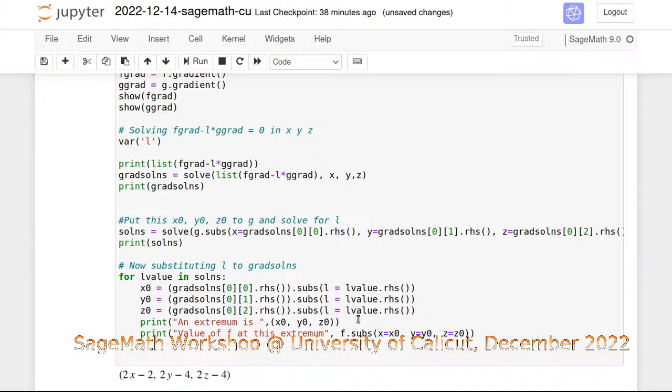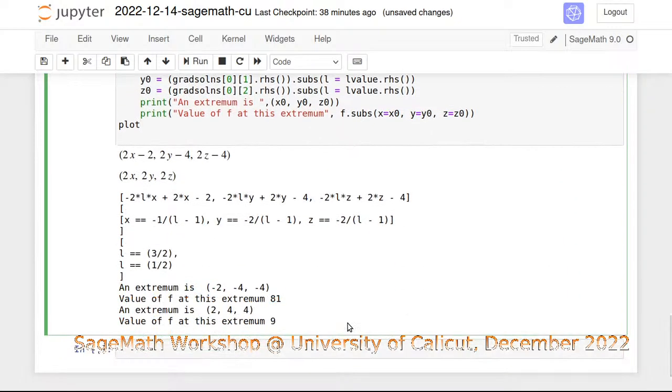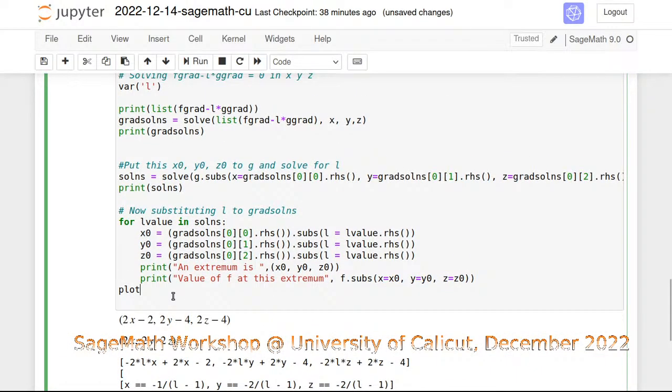Maybe we can try to do a plot also to see if our conclusions match the computations. Let's see the plotting. Of course, the distance is actually, we are getting it as a square. 81 is the square of 9, and 9 is the square of 3. Therefore, the maximum distance is 9 and the minimum distance is 3, at minus 2, minus 4, 4 and 2, 4, 4. So let us see if the plot to some extent justifies our calculations or not.